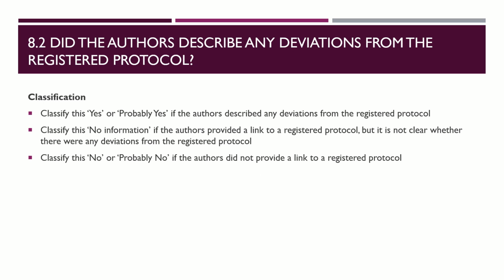So how are you going to classify this signaling question? Classify this as yes or probably yes if the authors described any deviations from the registered protocol. Classify this as no information if the authors provided a link to a registered protocol, but it is not clear whether there were any deviations from the registered protocol. Classify this as no or probably no if the authors did not provide a link to a registered protocol.